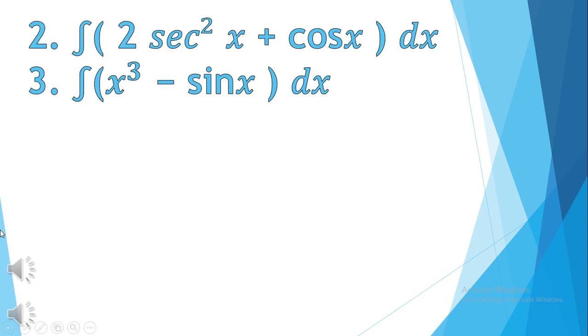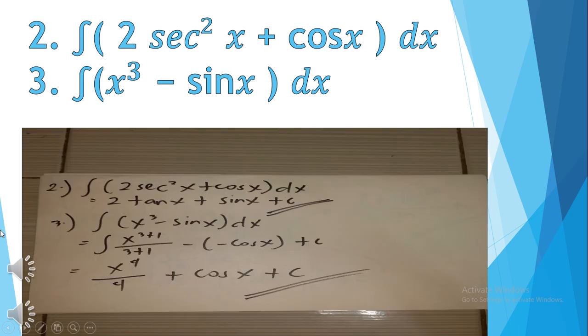In problem number 2, this is quite simple. Integral of the quantity 2 secant squared x plus cosine x dx. So our final answer would be 2 tan x plus sin x plus c, where c is an arbitrary constant.